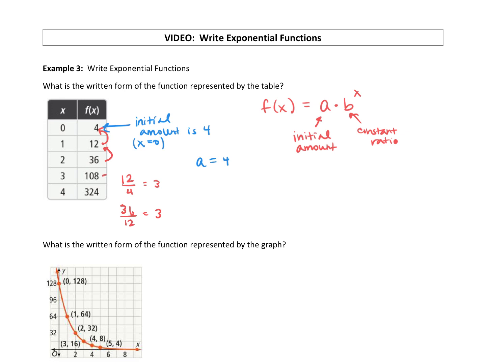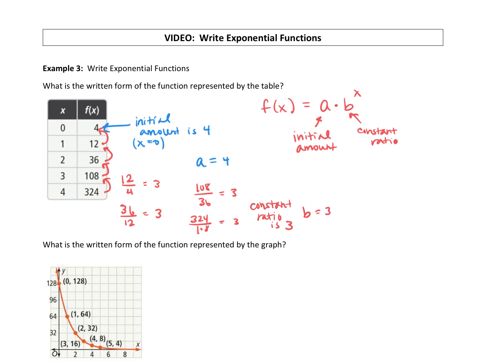We're going to continue this through the table to see if we get that 3 every time. 108 divided by 36 is also 3. 324 divided by 108, guess what? That's also 3. So what that 3 means is if we go through the table forwards, 4 times 3 is 12. 12 times 3 is 36. 36 times 3 is 108. 108 times 3 is 324. That 3 is the constant ratio. So that means that our b value is 3.